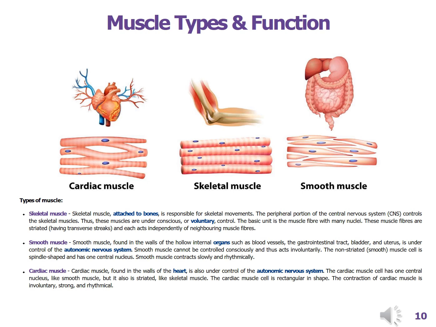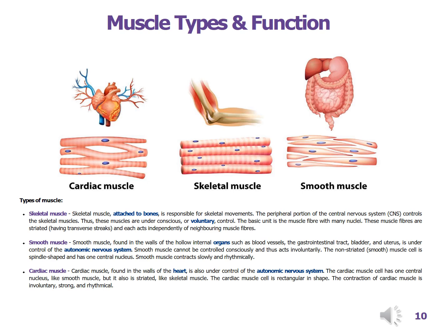Muscle types and function. Types of muscle: skeletal muscle, attached to bones, is responsible for skeletal movements. The peripheral portion of the central nervous system, CNS, controls the skeletal muscles. Thus, these muscles are under conscious or voluntary control. The basic unit is the muscle fiber with many nuclei. These muscle fibers are striated, having transverse streaks, and each acts independently of neighboring muscle fibers.